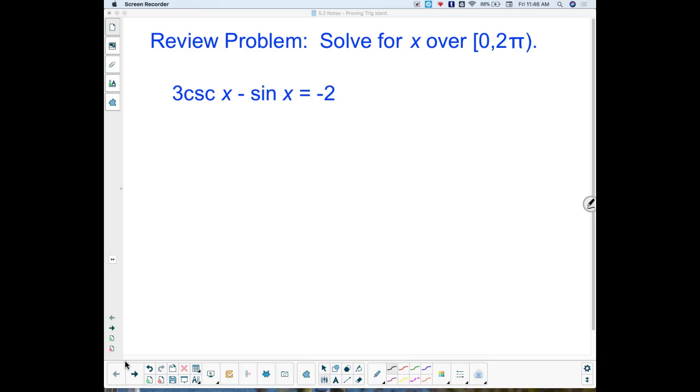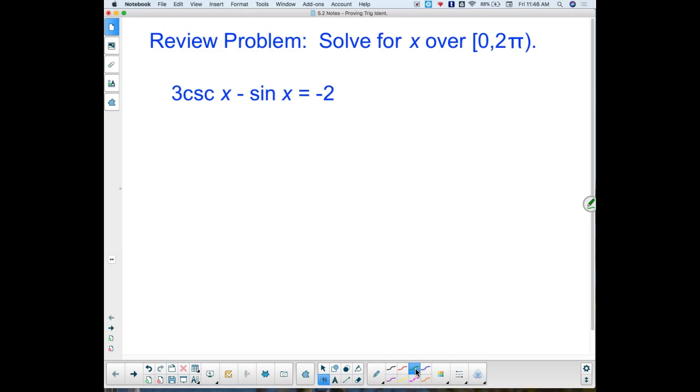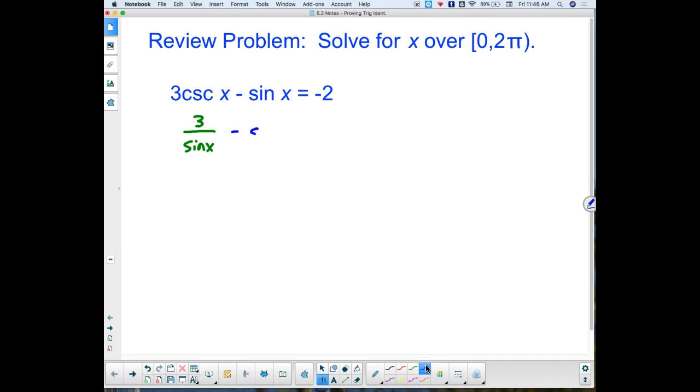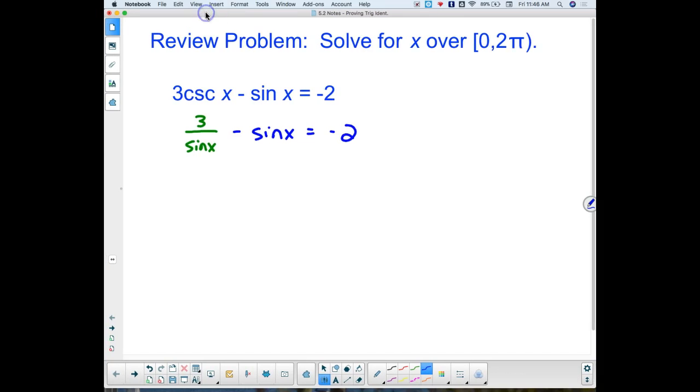So, cosecant, that's like what? 1 over sine. So this is really 3 over the sine of x minus the sine of x. Actually, here, tap the brakes. Minus the sine of x equals -2. Love it. Right? Not so much? Okay.